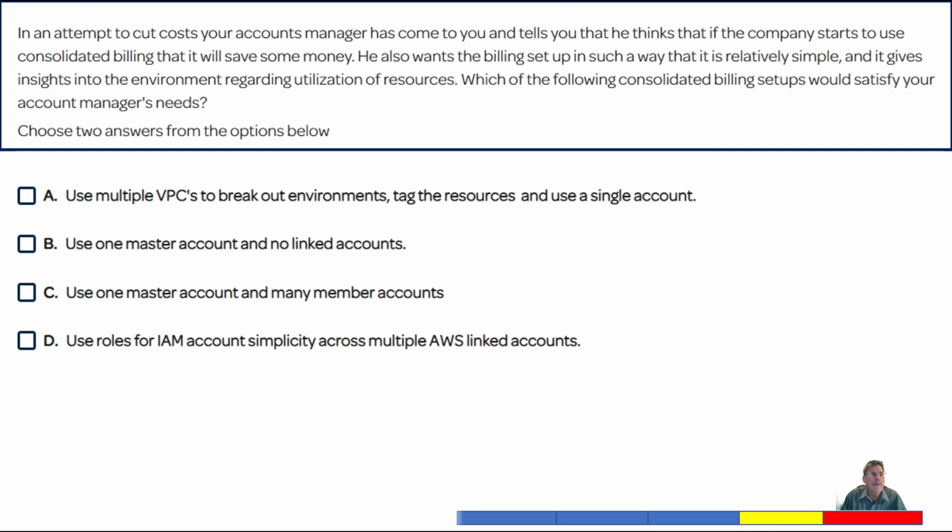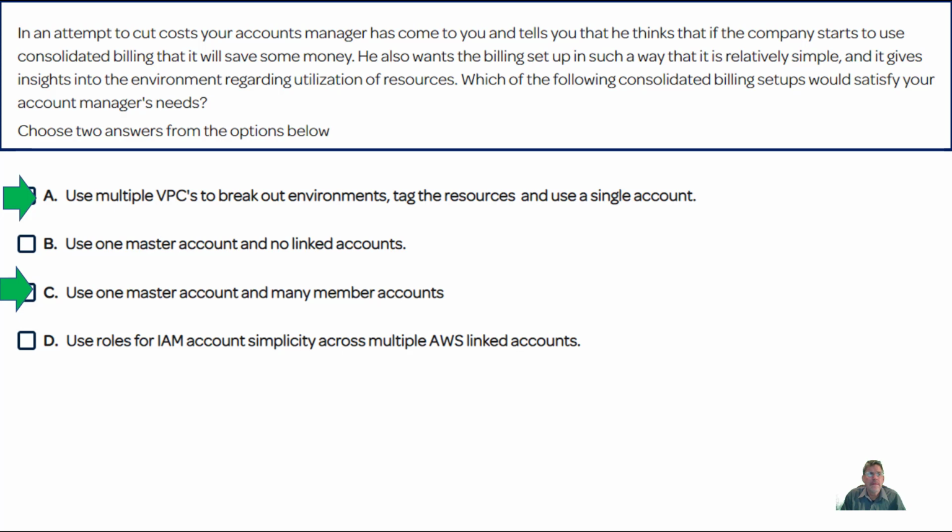Okay, so we have two answers in there. Use multiple VPCs and tag things. That would work, but that's a little different from having one master and many linked accounts, one master with many accounts. That makes sense. Use IAM roles. I don't see how IAM roles would work. So we're really looking at using the VPCs and using a master account. That'll do that. So we're looking at A and C. Okay.